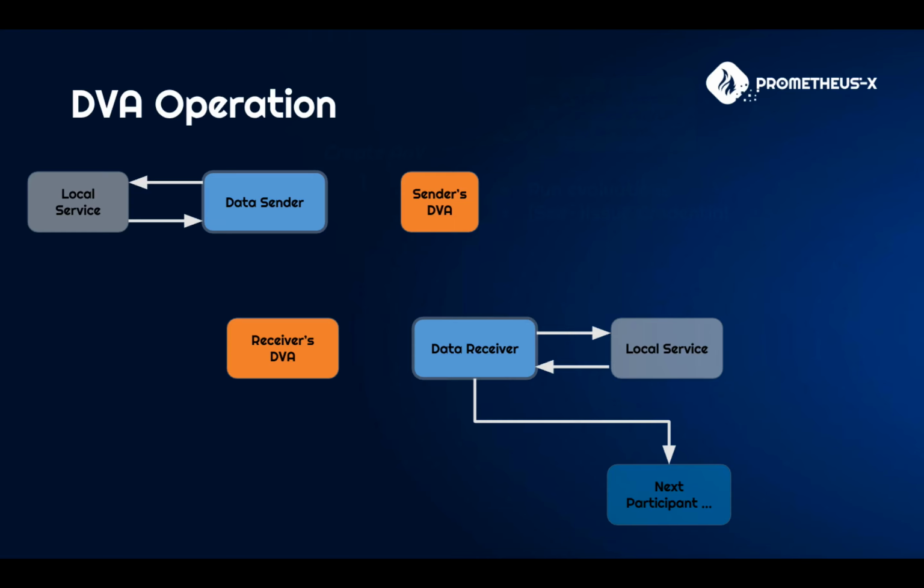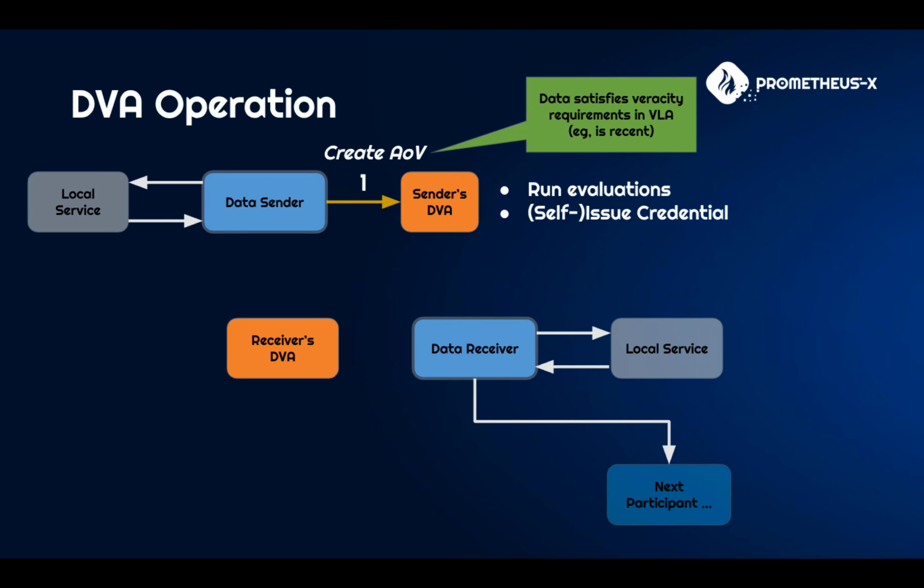Before sending any data, the data sender first communicates with its local DVA instance to create an attestation of veracity. Their DVA service runs the necessary evaluations to check the satisfaction of the requirements and issues a verifiable credential for the attestation. Then, the data sender proceeds to forward the data to the receiver.